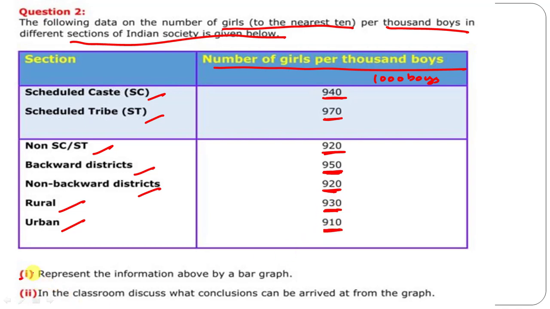So the first part is to represent the information above by a bar graph. Second is, in the classroom discuss which conclusions can be arrived at from the graph. First of all we have to draw the graph. So this is the whole question.